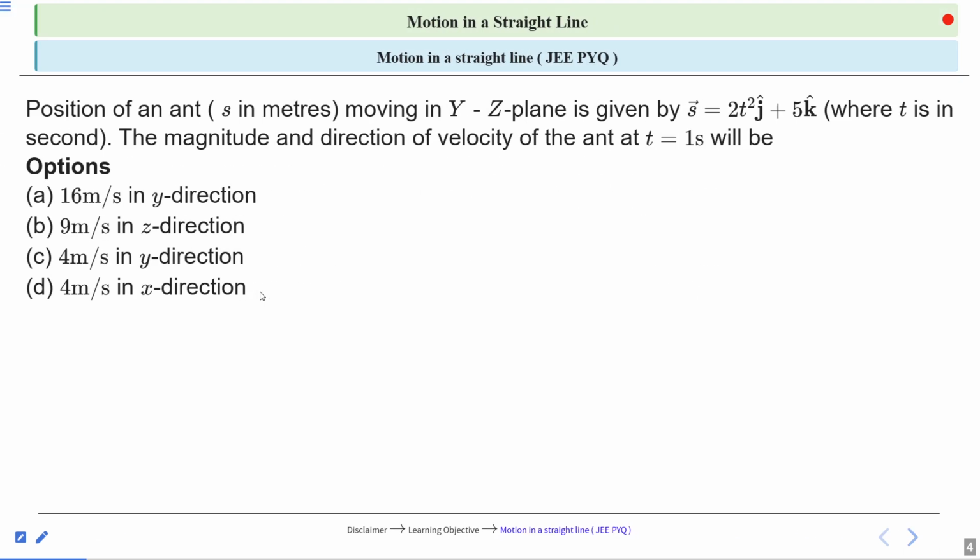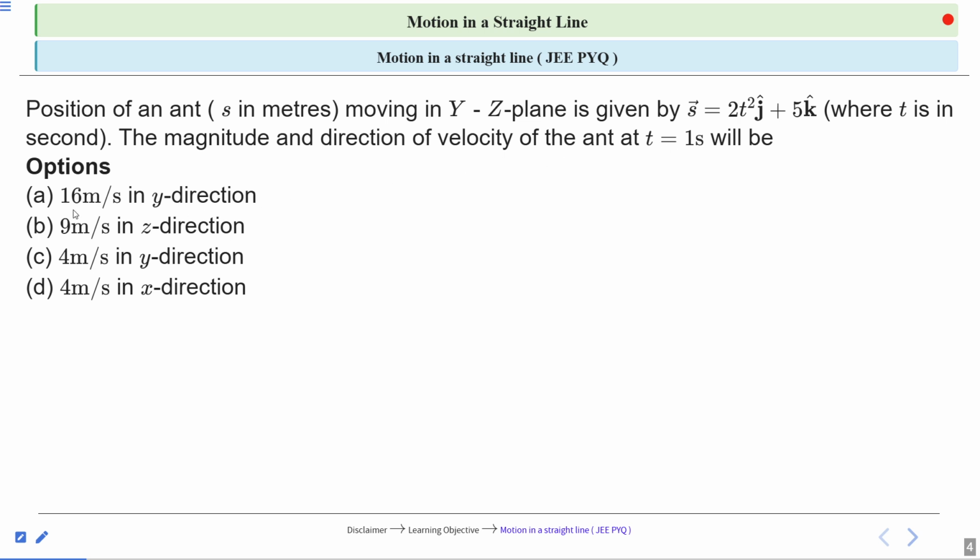So, our first question is: position of an ant S in meters moving in YZ plane is given by S is equal to 2t square j cap plus 5k cap, where t is in seconds. The magnitude and direction of the velocity of the ant at t equal to 1 second will be what? So here in this question you have to find out the magnitude and direction of velocity of the ant, and time is given, that is 1 second.